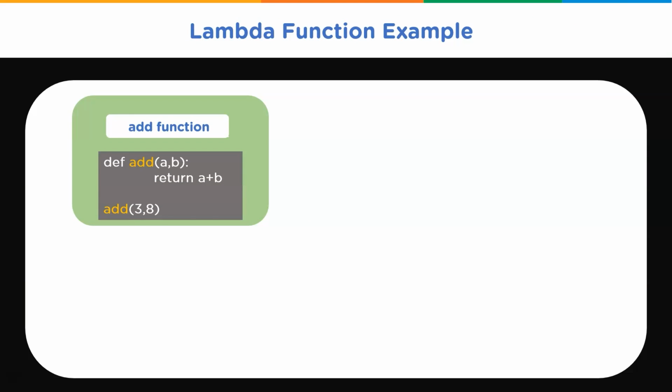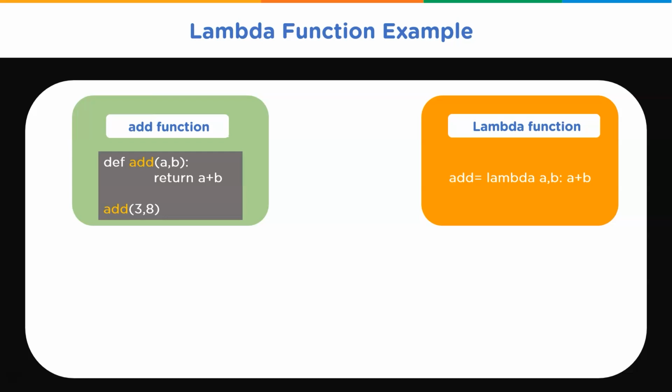Now if you were to add two numbers in Python using a function, you would ideally use the def keyword followed by the function name and then pass in the arguments. You can see the arguments here, a and b. Then use the return statement to get the value of the addition. So we have return a plus b, and finally you will call the add function and pass the argument values to get the result.